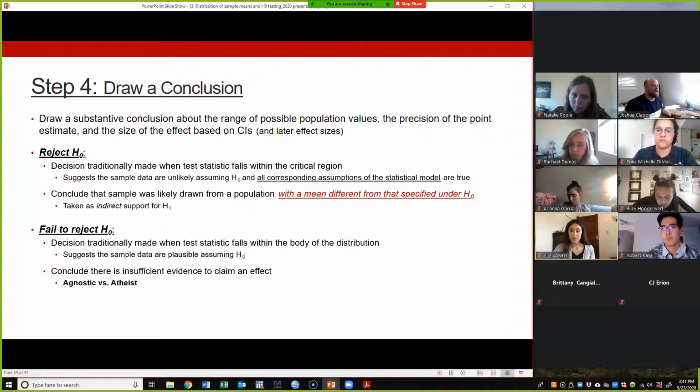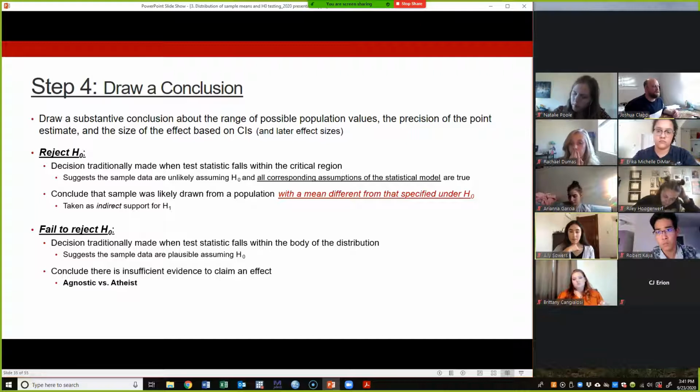Okay. And again, people often talk about this as being an agnostic versus atheist approach, right? If I'm atheist, I say there is no God. God doesn't exist, right? If I'm agnostic, I say God might be there. I don't know. I just don't have enough evidence to say one way or the other, right? It's the same thing we're doing when we fail to reject. We're never saying that the difference is zero or that the population value is equal to the null value. All we're saying is we just don't have evidence to say that it's not.